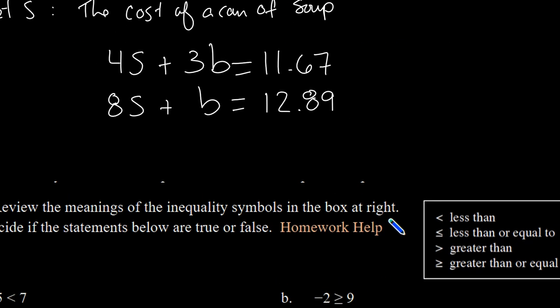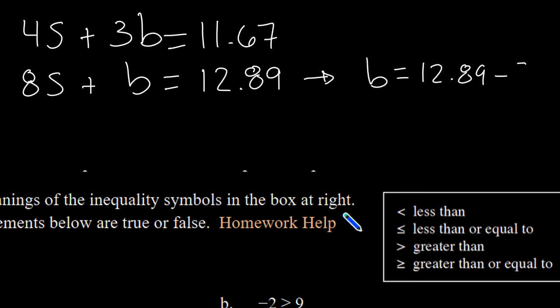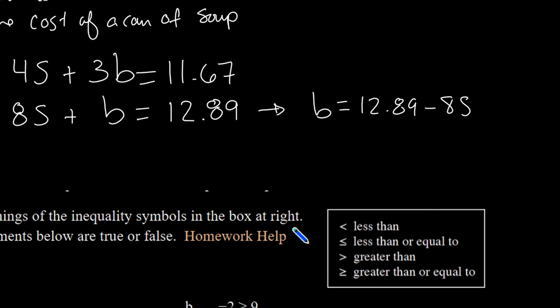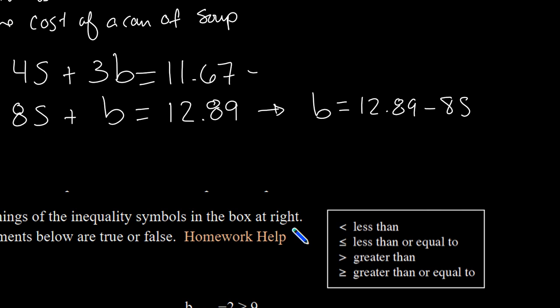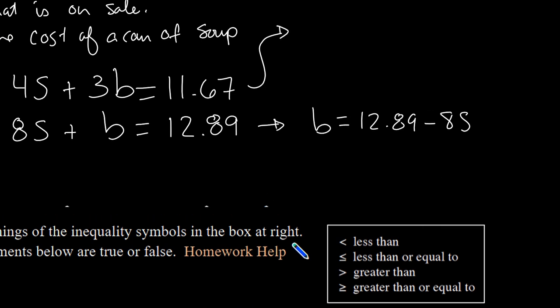As I look at this system, this is the first time in a long time that I've wanted to solve a system using substitution. Maybe I'm completely wrong, but I'm going to get B alone in this second equation. So B is equal to $12.89 minus 8 times S. That's my story, and I'm sticking to it. Now that I know what B is, I'm going to plug that into the top equation, and via substitution, replace B with this equivalent expression.